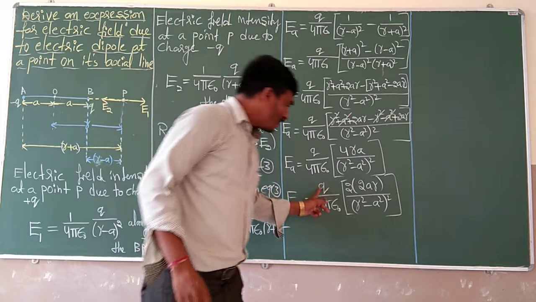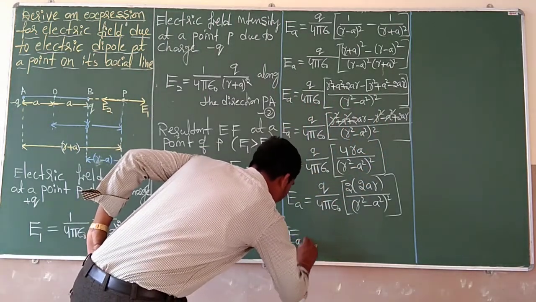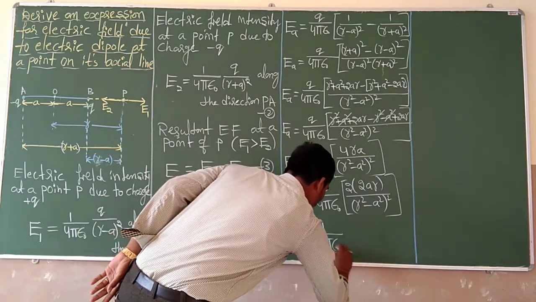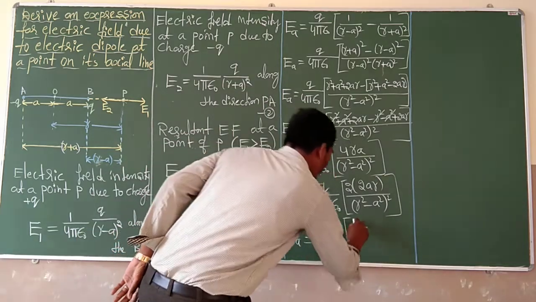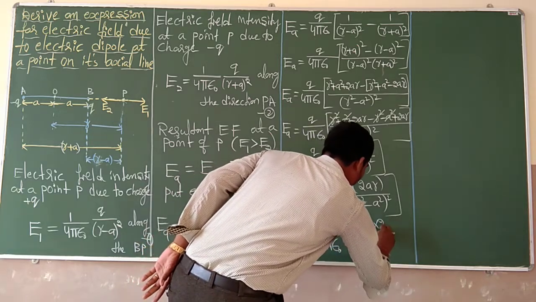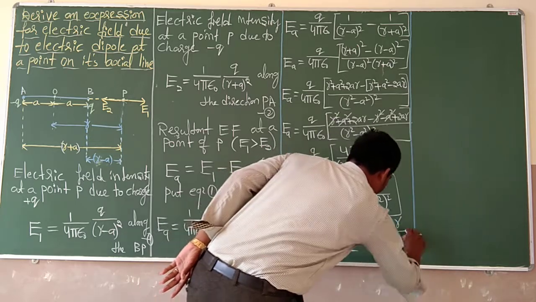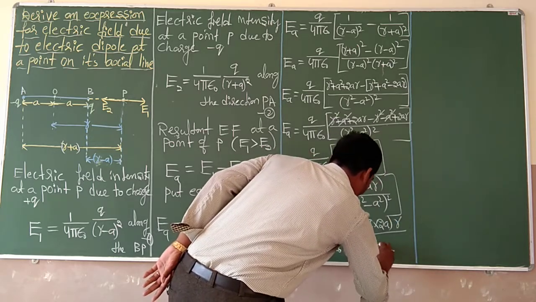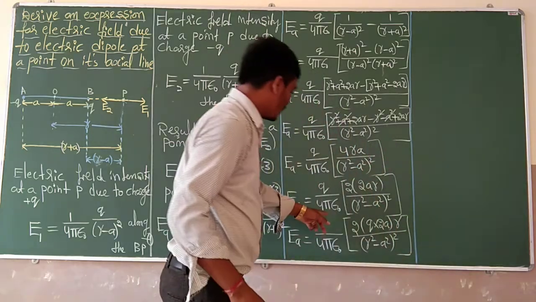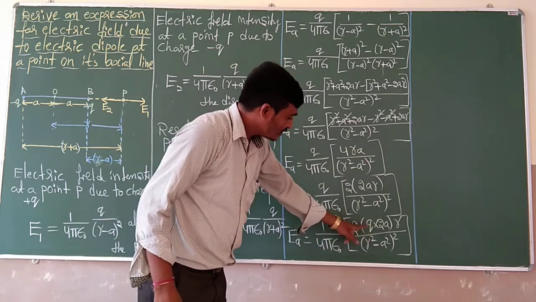Okay, multiply Q inside this equation, that is EA is equal to 1 divided by 4 pi epsilon naught, 2 into Q into 2a into r divided by (r square minus a square) whole square, right? Just take the Q value inside the bracket, Q into 2a.